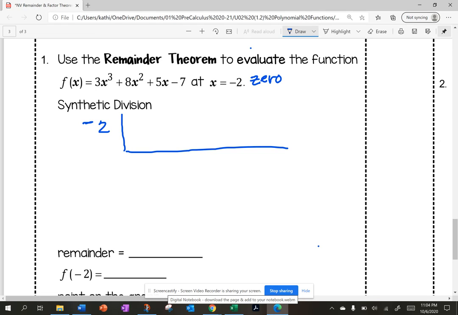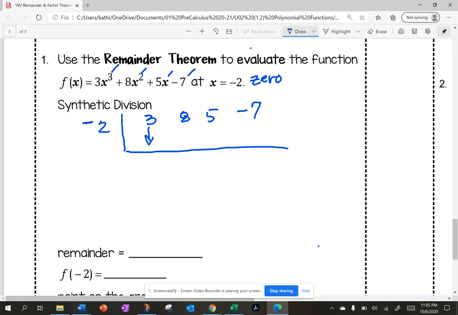And then I put my coefficients in. I see I have x cubed, x squared, x, and my constant, so I have no missing terms. So I'm just setting up my coefficients. So I have 3, 8, 5, and -7. So the process for synthetic division to check if x equals -2 is a true factor or not is to check what the remainder is.